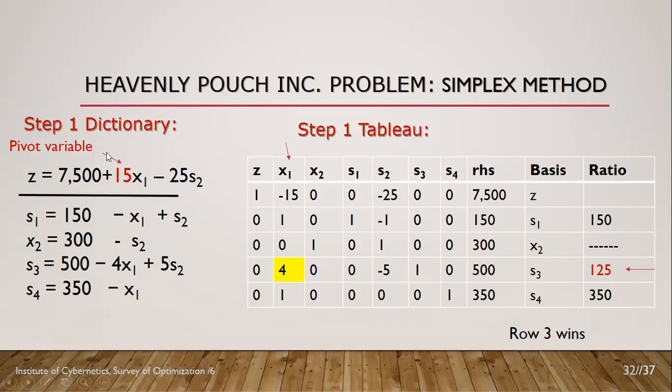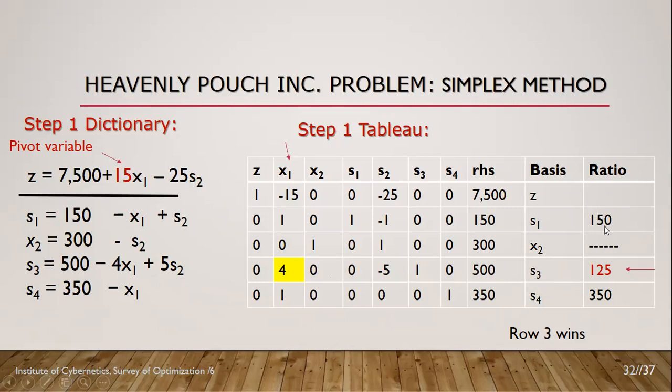We analyze the objective function to see if there is any potential to improve. And we see that there is, because there is one more positive coefficient, 15 at the variable x1, so therefore this is the pivot variable. And this column we will refer to as the pivot column. Now we need to determine the winning row. The winning row will be here, this one. So that is row 3. Row 3 wins according to the ratios.